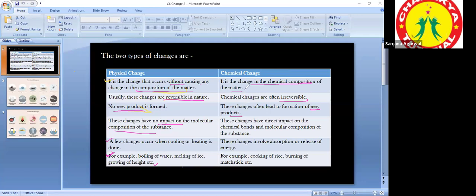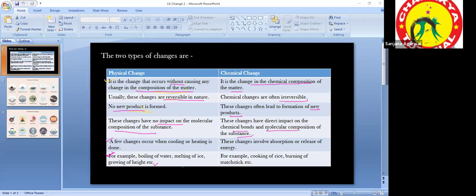In burning of candle, we are getting light. In cooking of food, we are getting our food in a soft and easy to chew form, and we can eat it, and the nutrients get dispersed into our blood inside the body. After photosynthesis, we get flowers and fruits. Okay, so in every example, it's clear that we are getting some new products. These changes have direct impact on the chemical bonds and molecular composition of substance.